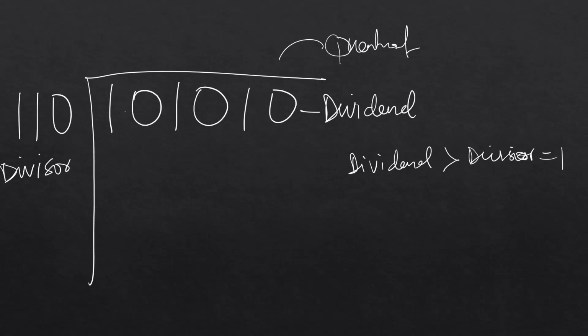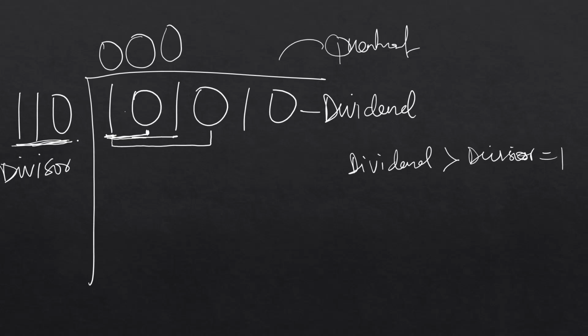So let's go. 1 divided by 1 1 0, you can't go, you put 0. That is true. Then after the first one, you go for the 2 digits. 1 0 divided by 1 1 0, you can't go, put 0 again. Still not there. Then 1 0 1 divided by 1 1 0, it can still not go, put 0. That is the truth.